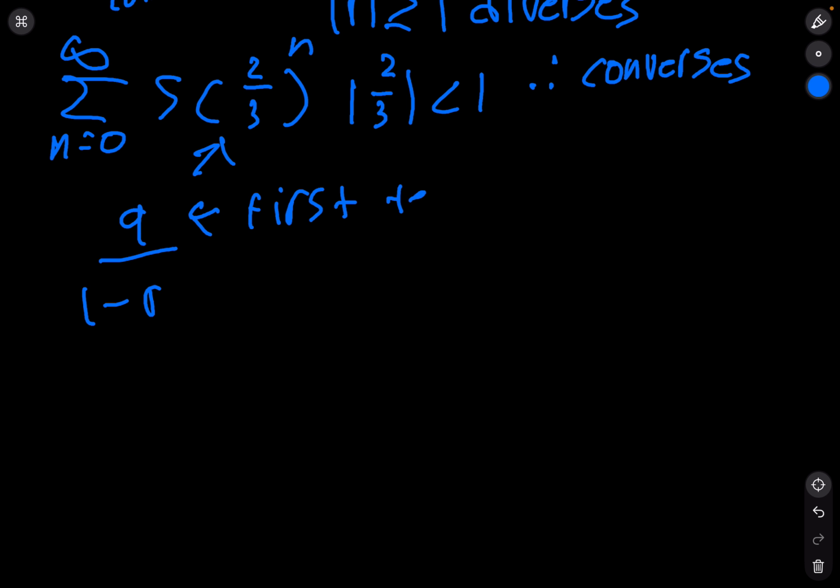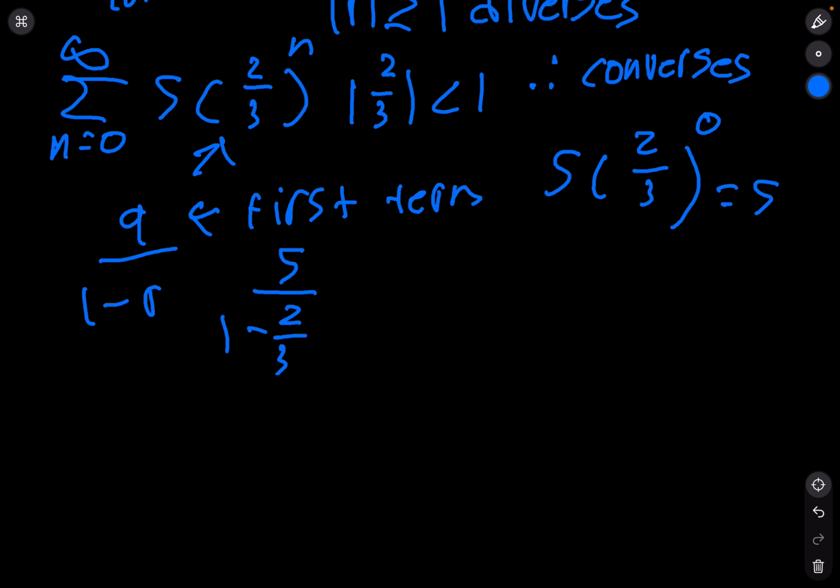What does that mean? Well, all you have to do is plug the first number into n and see what you get. Since our n is equal to 0 for the first term, we plug in 5 times (2/3) to the 0th power. From here we just get 5, because anything to the 0th power is just 1. So our first term is 5 over 1 minus our ratio, which is 2/3. And from here you just simplify. You see that 1 minus 2/3 is 1/3, so 5 over 1/3. Keep, change, flip. This whole series converges to 15.